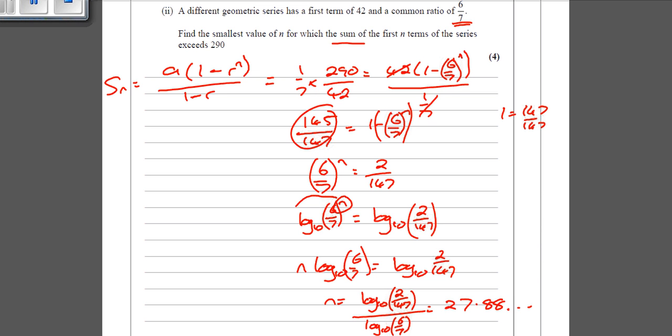Okay, so it means that the 27.88th term will equal 290. Going back to the original part of the question, so this equals 290. So therefore, if you want it to exceed 290, what we need to do is find the next term up. So it's going to be the 28th term. And that's how to do all the stuff on geometric series over the past 3 years.